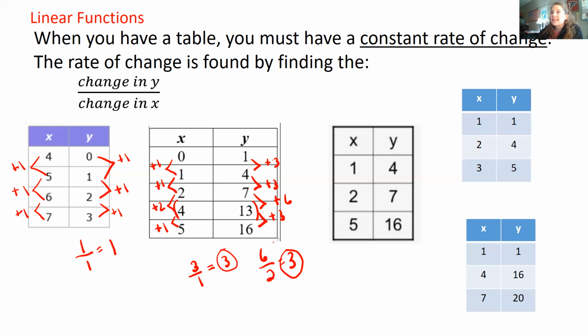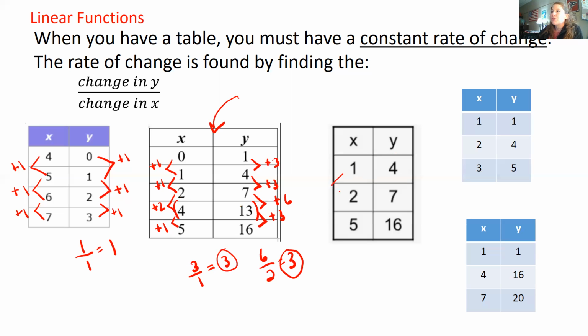So that means that this graph or this table is also a linear function. Okay, if it simplifies to be the same answer, then it's linear. Even though this changed by more than 1 and this one changed by more than 3. All right, let's see this one.